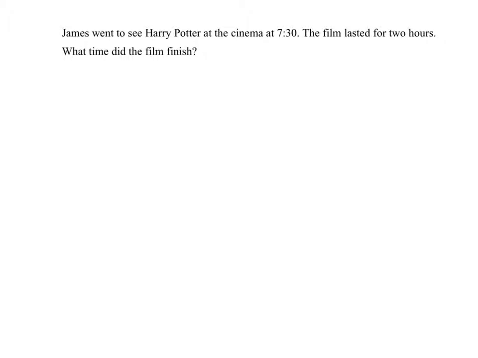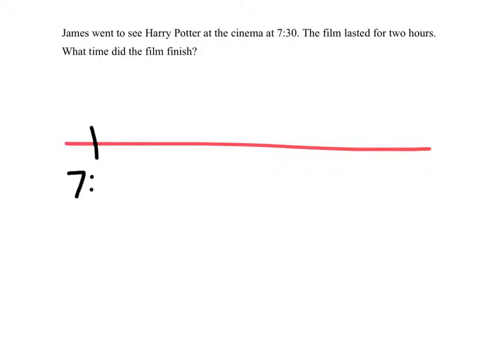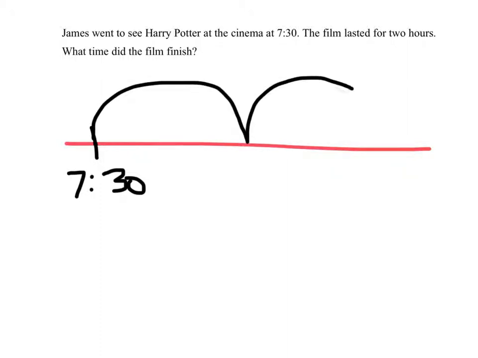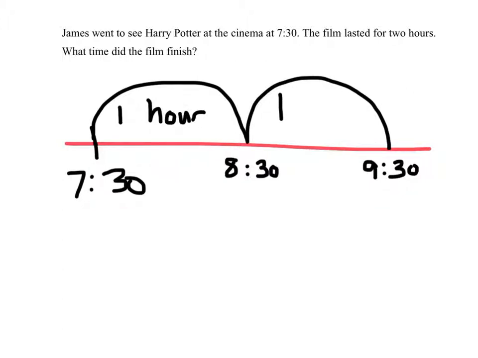In the next time problem, James went to see a Harry Potter film at the cinema at 7:30. So that's our start time. The film started at 7:30. It lasted for 2 whole hours. So 1 hour after 7:30 would be 8:30, and 1 hour after 8:30 would be 9:30. So let's check that. 7:30 plus 1 hour equals 8:30. 8:30 plus 1 hour equals 9:30. What time did the film finish? The film finished at 9:30.